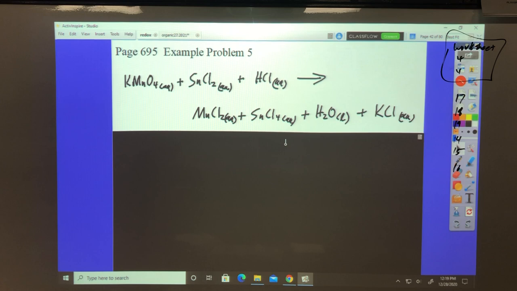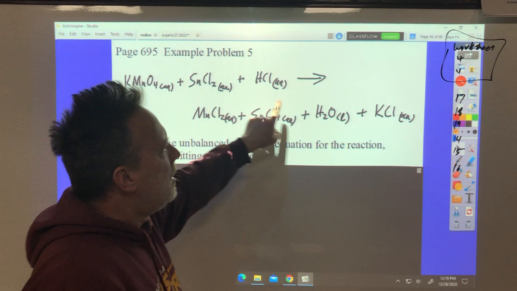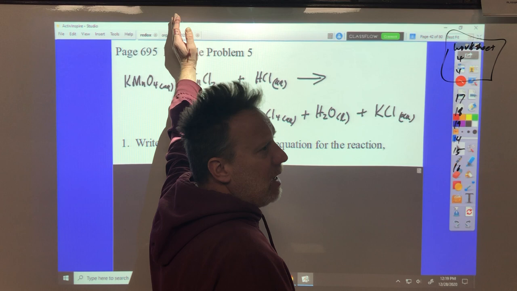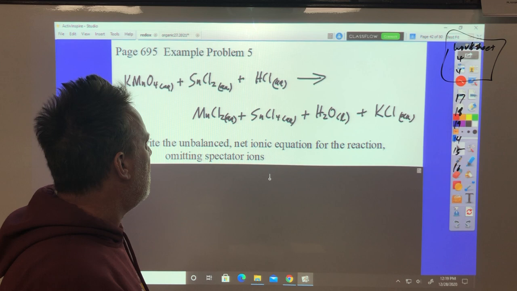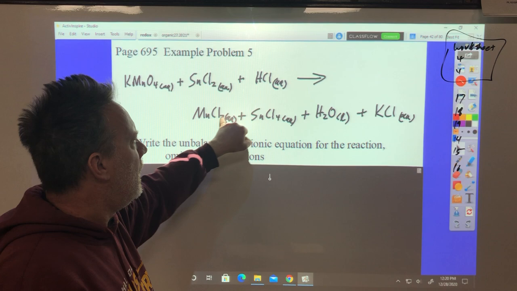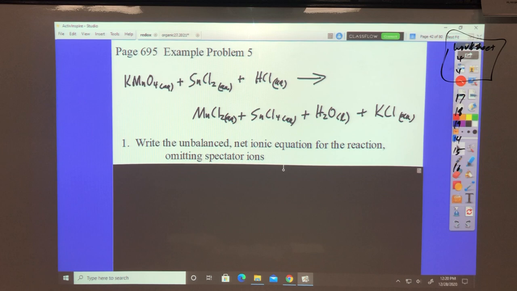So you want the unbalanced net ionic equation for the reaction, omitting spectator ions. Potassium is going to be a spectator ion. Most of the time, if you've got something all the way over to the left of the periodic table, the active metals, it's going to be a spectator ion. If you've got something all the way to the right in the halogens, usually it's going to be a spectator ion. Chloride ion is going to be my spectator ion this time. None of those change oxidation numbers. Chlorine sometimes does change oxidation number, but it's the spectator ion this time.